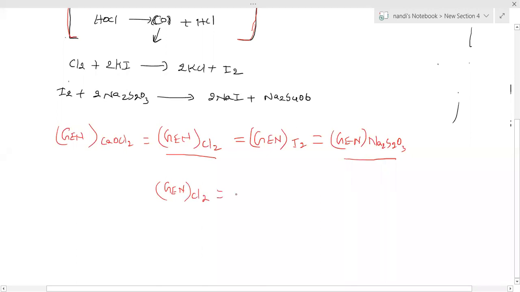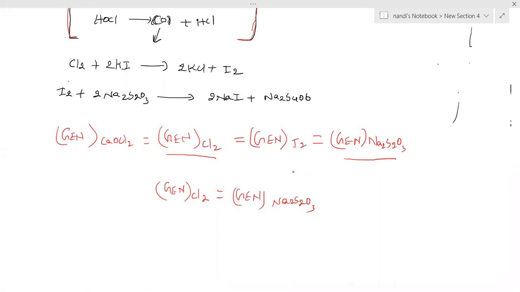They are going to ask you by giving a relation. They may call it hypo also. Understood? So I think you know how to write the equation. Should we do one problem?